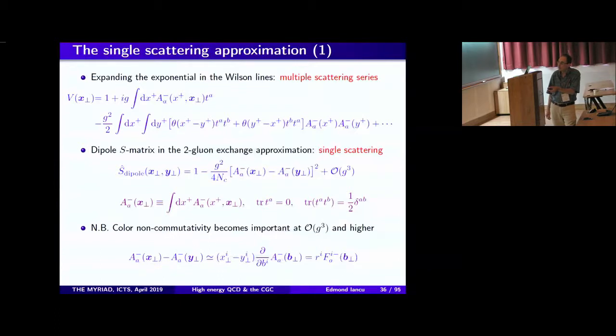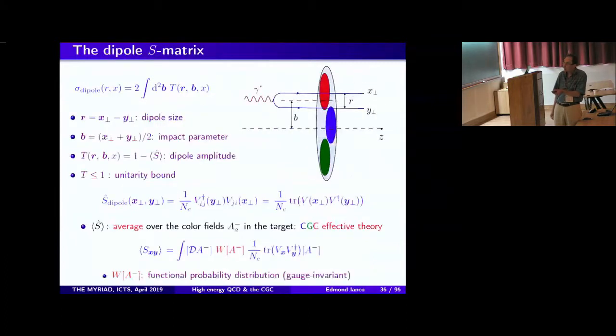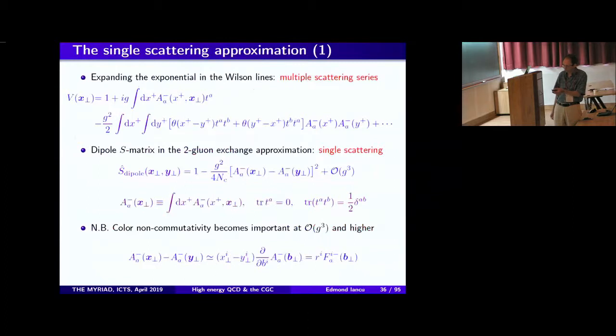Binomial in the gauge fields. We have, you see, a cross term, A minus of X perp, A minus of Y perp, which comes from one A minus from here, one A minus from there. And then you have A minus of X perp squared, where we take the quadratic piece here at X perp, and then a similar one, Y perp squared, from the quadratic piece in the other Wilson line at Y perp. Here there is no X plus variable anymore. X plus is integrated over.